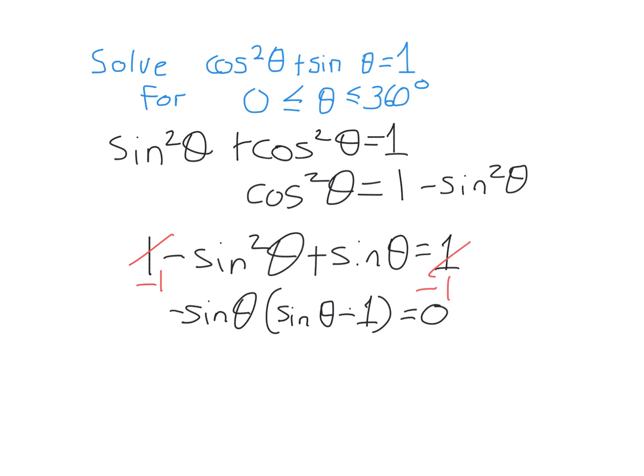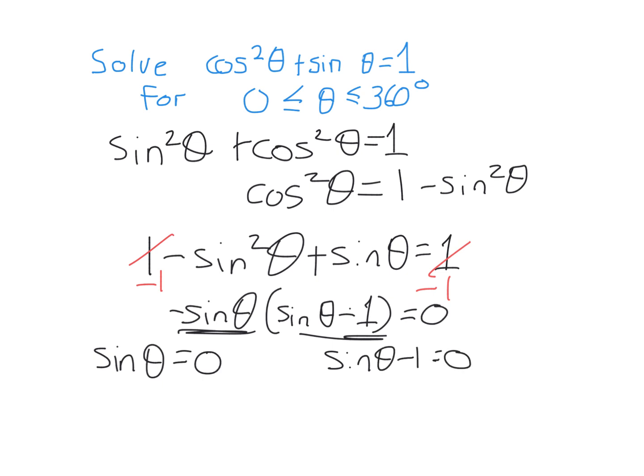So we can use the null factor law. If you have something times something equals 0, either the first something is equal to 0 or the second something is equal to 0. And if sine theta minus 1 equals 0, then sine theta equals 1. Okay, now we just have to remember from our unit circle where sine theta equals 0 or 1. So from the unit circle, sine theta equals 0 at 0, 180, and back again at 360 degrees. You get that straight from the unit circle.